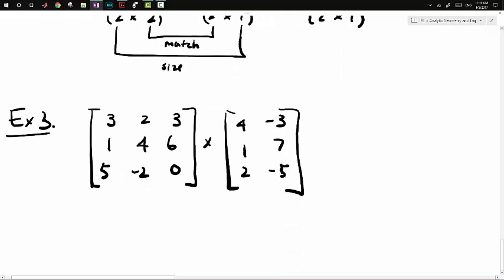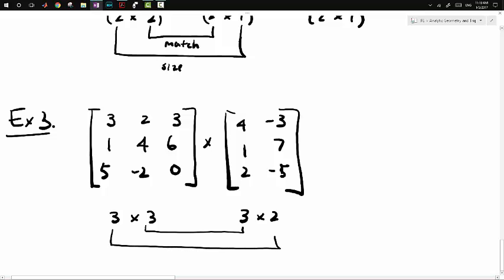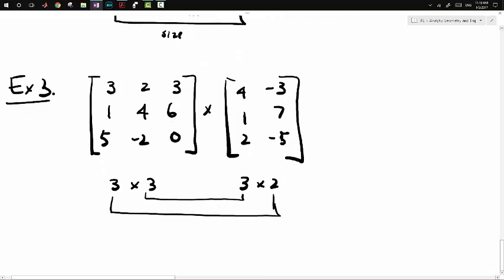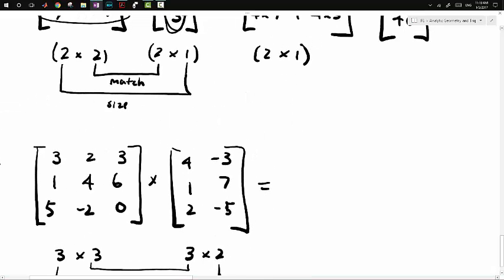So again, let's check our dimensions. This is a 3 row by 3 column matrix, and this is a 3 row by 2 column matrix. So we know our inner dimensions match, and our resultant matrix is going to be 3 by 2. So we know that we're going to end up with a 3 by 2 matrix.